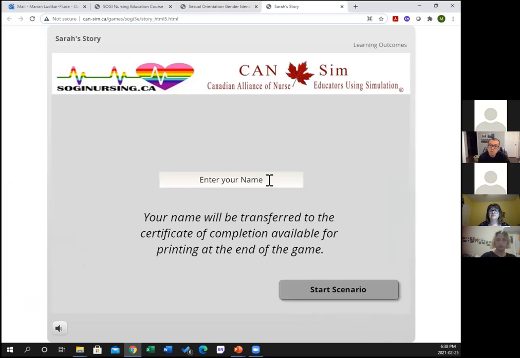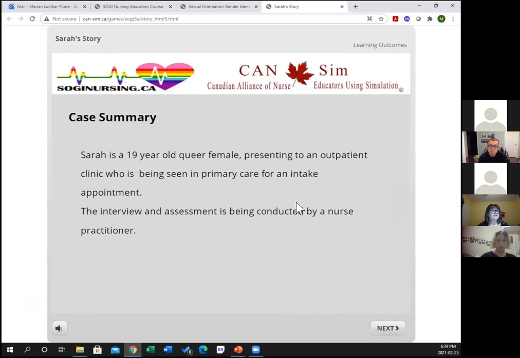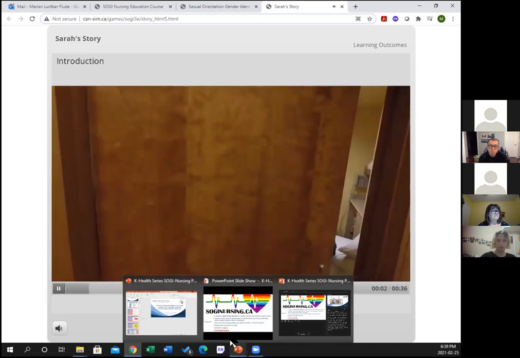And here, the student can enter their name if they need to provide proof to their instructor that they've completed the module. And then at the end, once you're finished, you'll be able to print off a certificate with your name on it. So the learning outcomes are repeated here. A little bit of a case summary about the story, and then it goes right into the game.